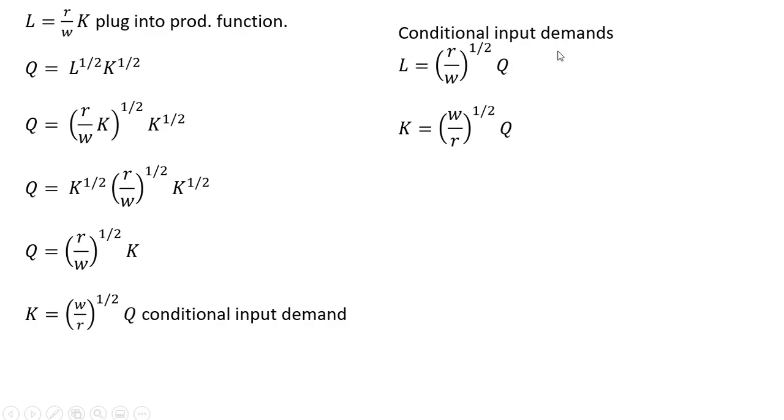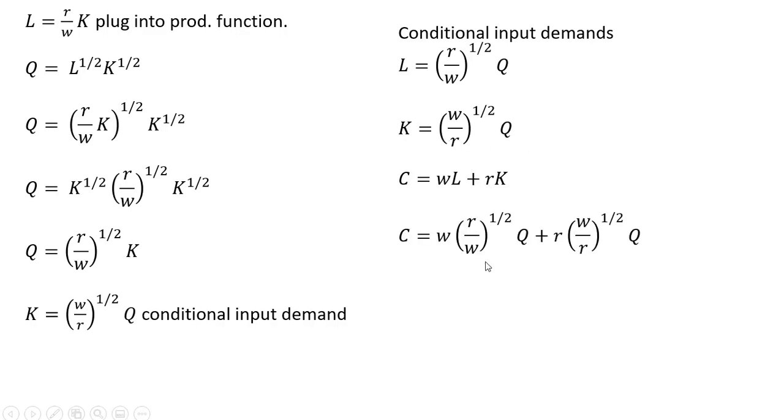Here's our two conditional input demands that we found. Let's form the cost function. So we have the firm's total cost. Where we have L, we're going to replace it with this term up here. Where we have K down here, we're going to replace it with this term over here. So making those substitutions of the input demands into our cost function and simplifying, we get this nice result right here.